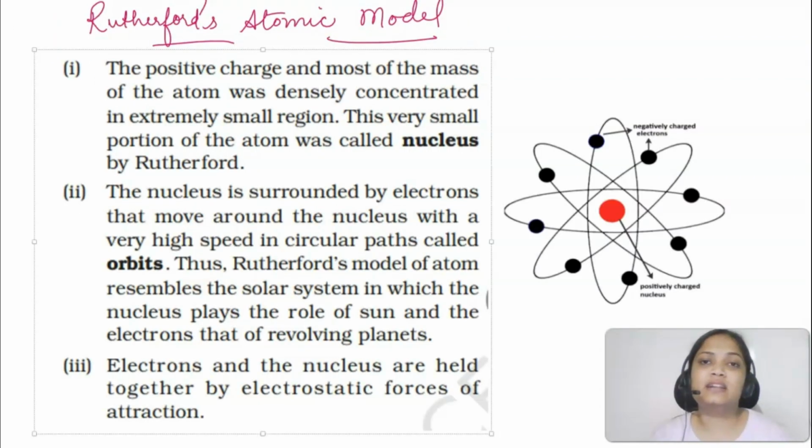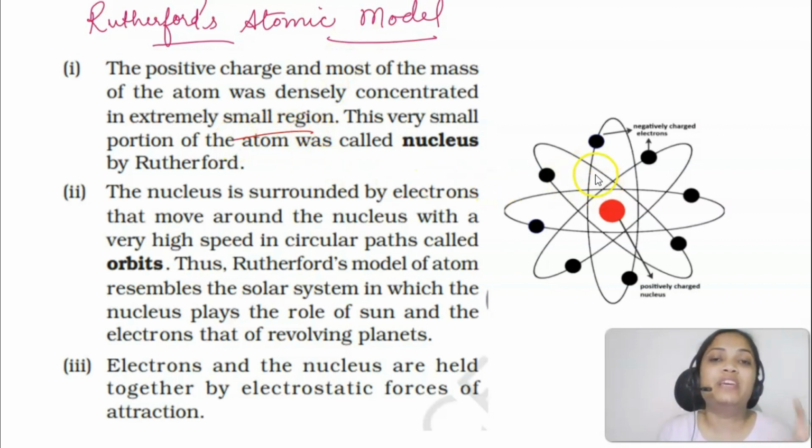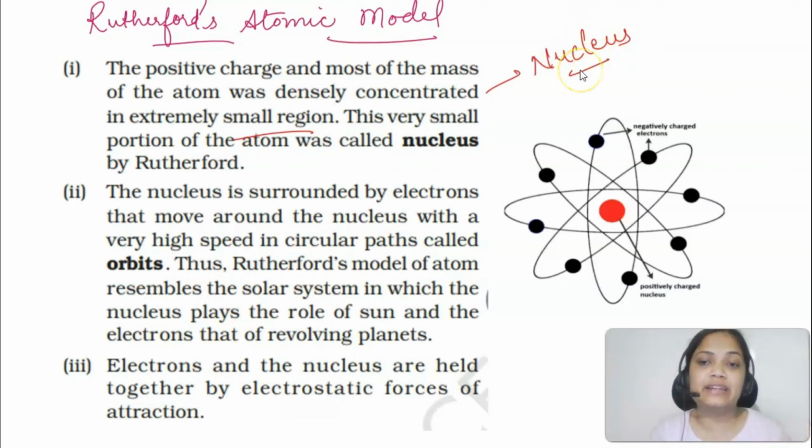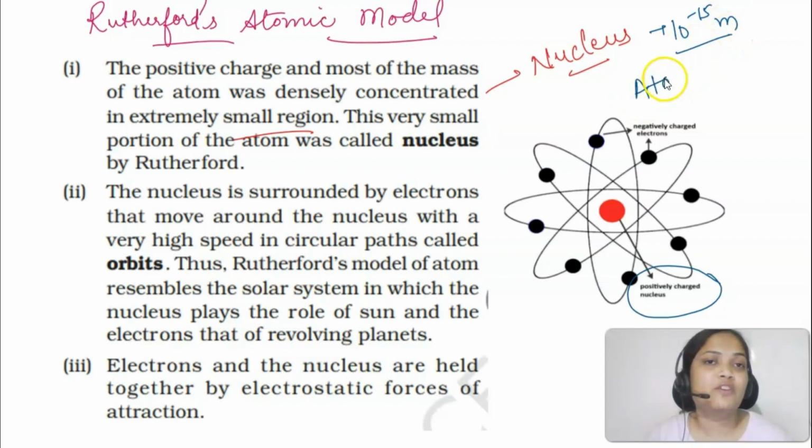So students, these are the main postulates of Rutherford's atomic model. He said that the positive charge and the mass of the atom are concentrated in a very small region, a tiny volume. He called that small region the nucleus. Rutherford is given the credit for the discovery of the nucleus, which was a very important discovery at that time. He said this positively charged nucleus is present in the center of the atom. The size is around 10 to the power minus 15 meters, whereas the size of the atom is around 10 to the power minus 10 meters.